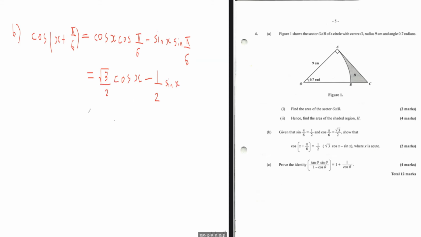Now, of course, we're going to factor out the half, to have a half in bracket. When we factor out the half, we're left with root 3 cos x minus sine x. And so it is shown, very easy question. Soft. Nice and easy. That's the answer. That's proven.